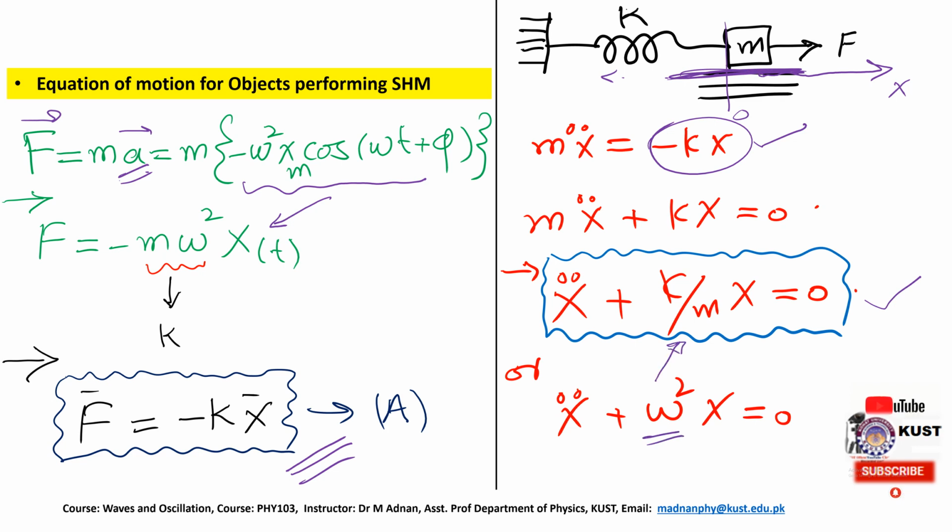Now, the solution of this equation gives us the same x of t equal to xm cos of omega t plus phi. This is the solution of the differential equation.